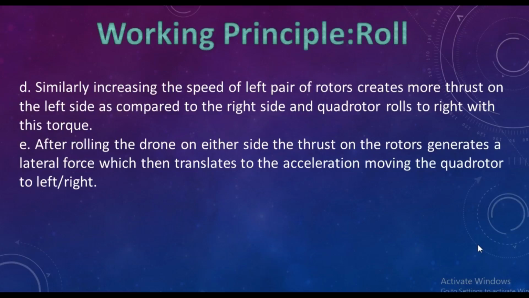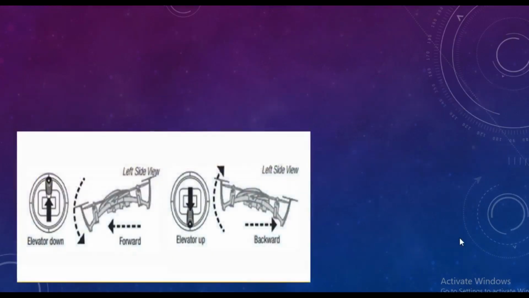Similarly, increasing the speed of the left pair of rotors creates more thrust on the left side as compared to the right side, and the quadrotor rolls to the right with this torque. After rolling the drone to either side, the thrust on the rotors generates a lateral force which then translates to acceleration, moving the quadrotor left or right.